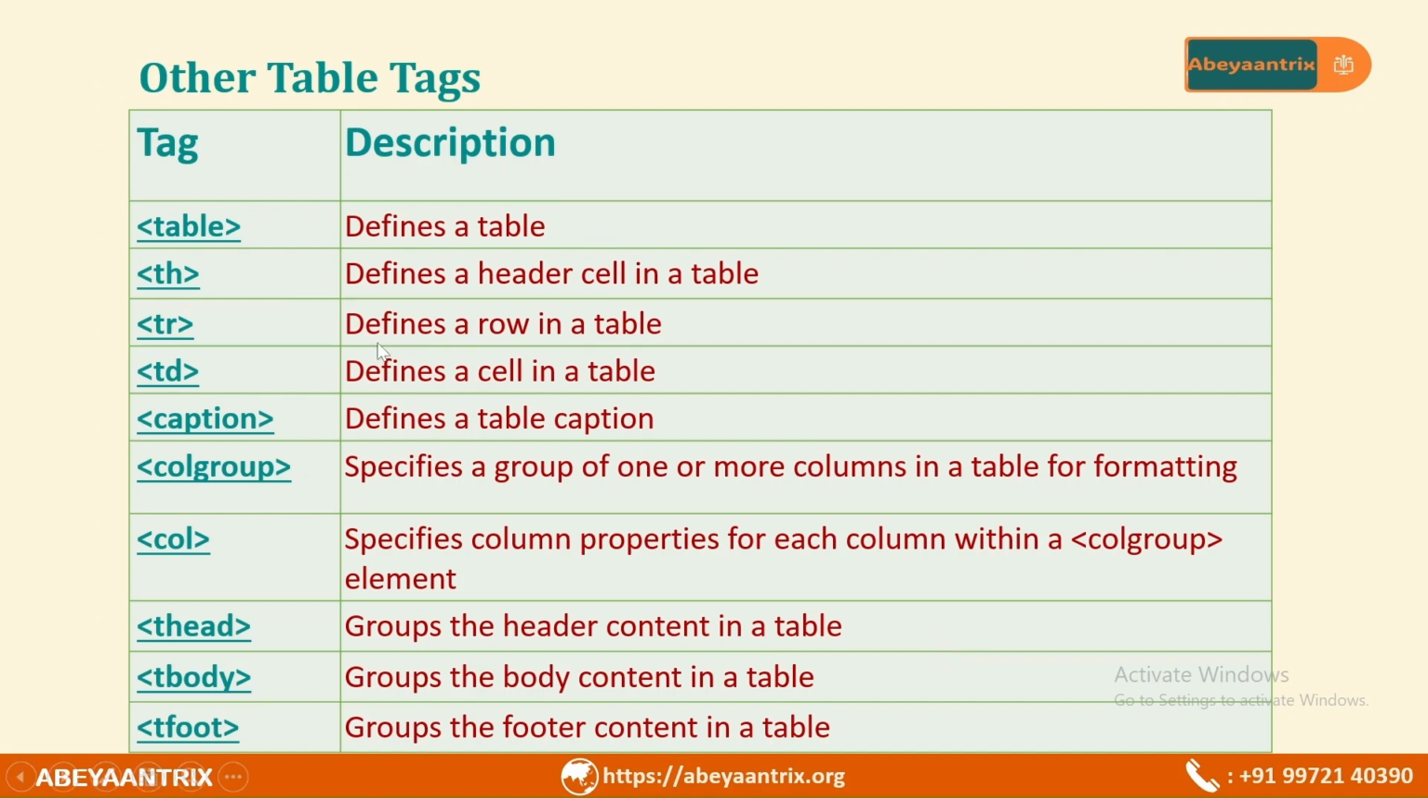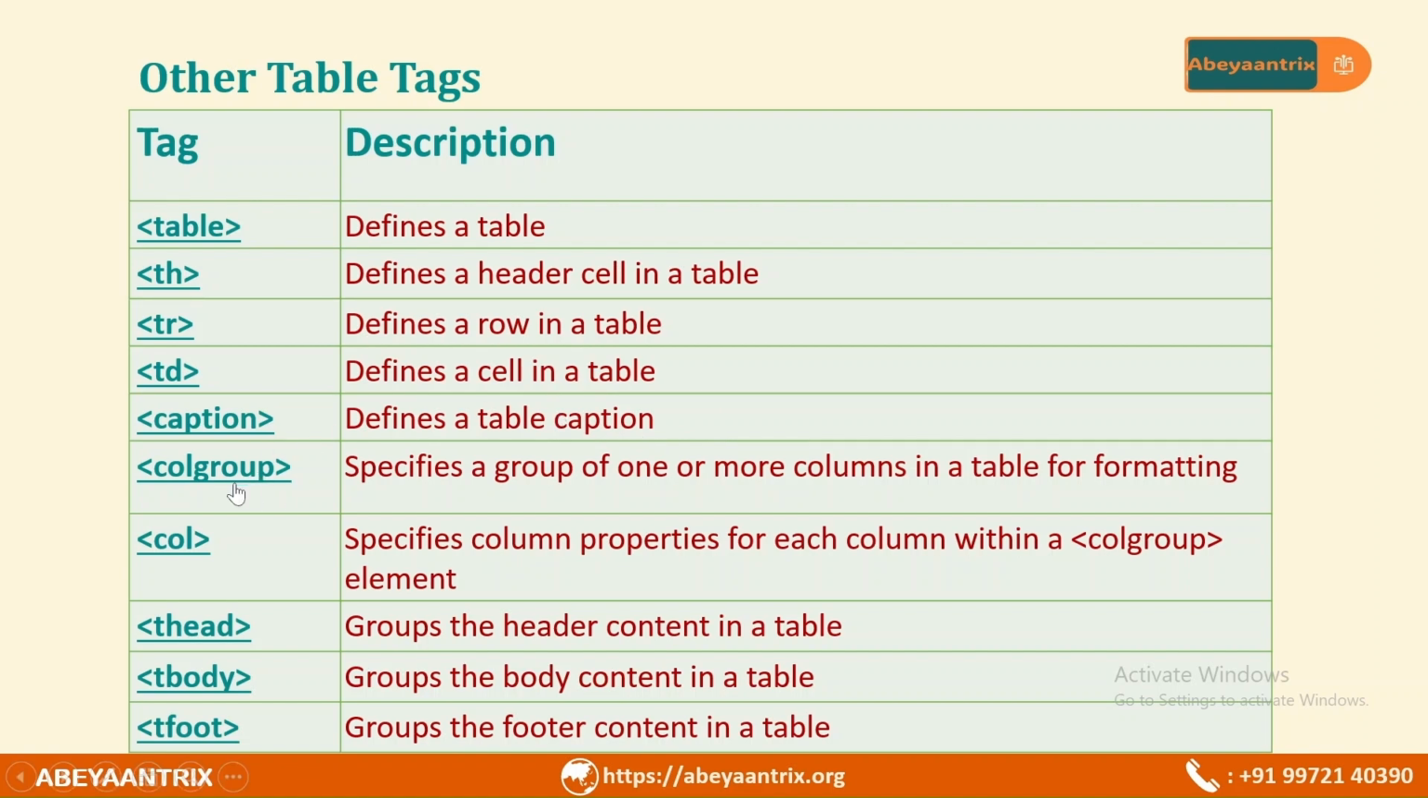First one is the table tag. You already know the table tag, and the th tag, which defines the header cell in the table, and tr, which defines a row of the table, and td, which defines the table data. Next one is caption. If you want to create a name for the table, we use the table caption. It adds a title or a description to your table. It appears above the table by default, and helps users understand the table.